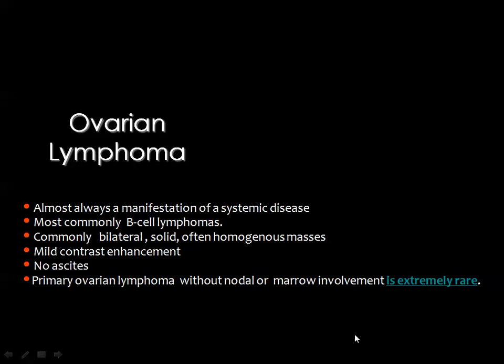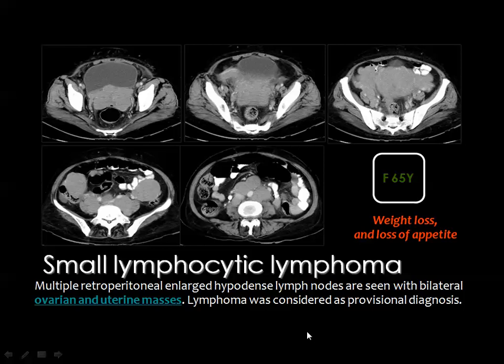Then you should know that ovarian lymphoma, primary ovarian lymphoma, is extremely rare, and lymphoma of the ovaries, lymphoma of the uterus is usually secondary to lymphoma elsewhere in the body. And in order to diagnose lymphoma of the ovaries, for example, or of the uterus, then you should know from the clinical picture of the patient that the patient had lymphoma elsewhere in the body, or you can see the stigmata of lymphoma in the scan.